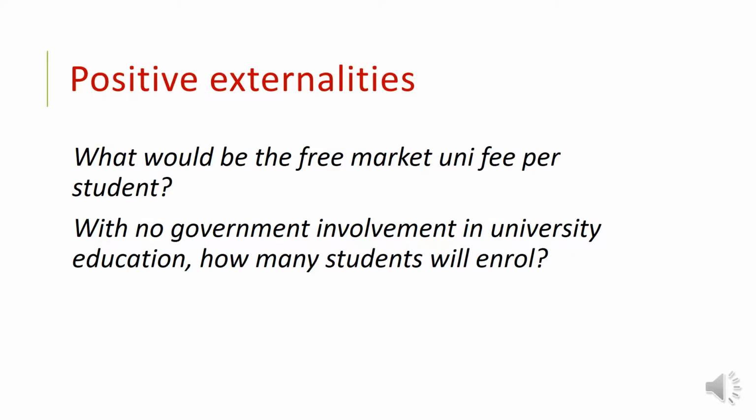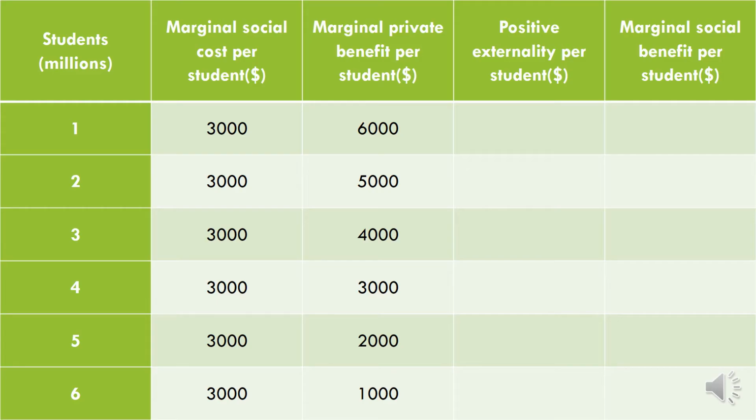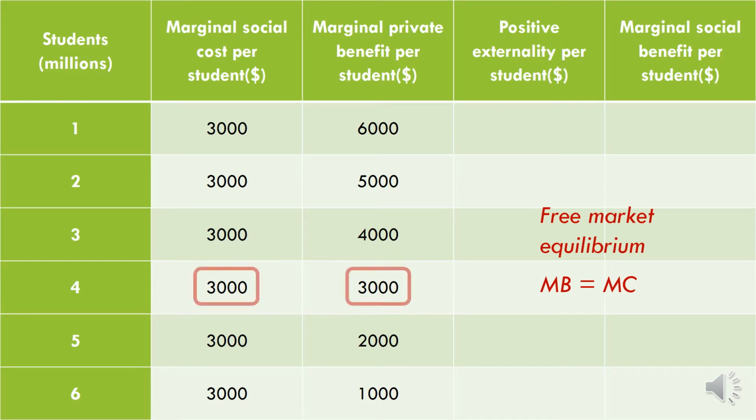That's the table. So our first question is, what would be the free market uni fee per student? And also, with no government involvement in university education, how many students would enroll? Well, what we're looking for here is a free market equilibrium. That is, where the marginal private benefit equals the marginal private cost. Now, the marginal private cost is the same as the marginal social cost in this story. So it's pretty easy to find. That's going to be here.